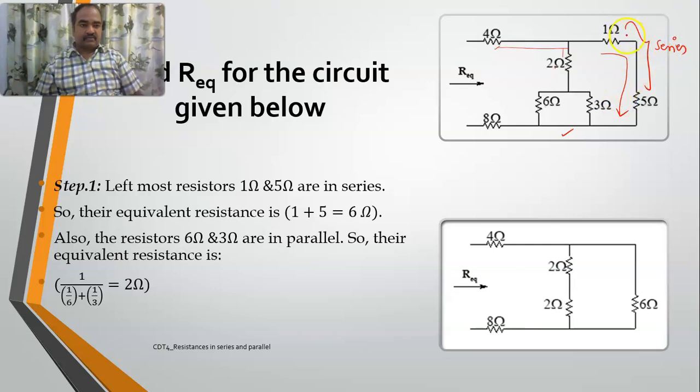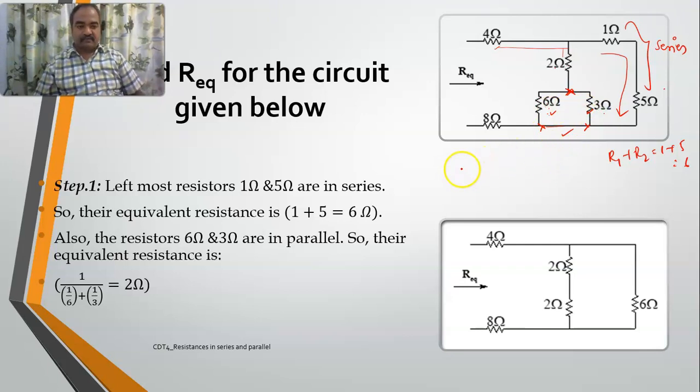If these two are in series, what is the equivalent value? It is R1 plus R2, right? So it is 1 plus 5, it is 6. And the other set, see, 6 ohms and 3 ohms. Are they in series? No, they are not carrying the same current, right? But see, 6 ohms is connected between this point and this point. 3 ohms is also connected between this point and this point. Both are the same, right? Which means that these two are in parallel. This is what I said to you. If they are connected between the same points, they are considered to be in parallel.